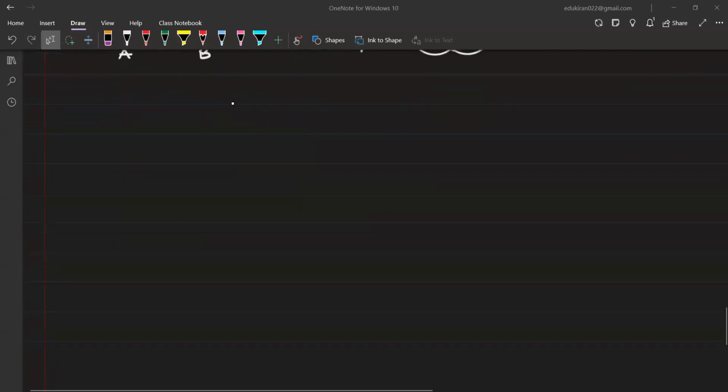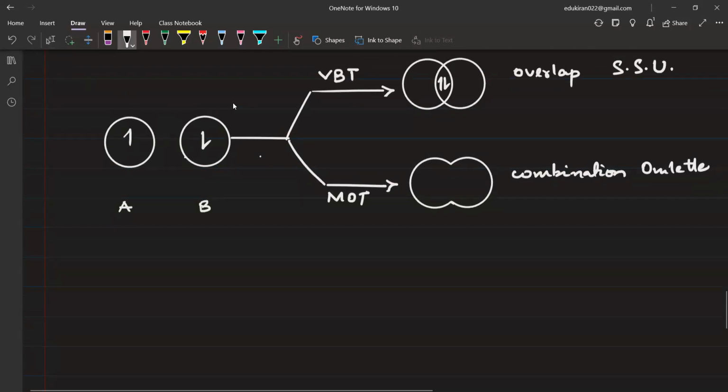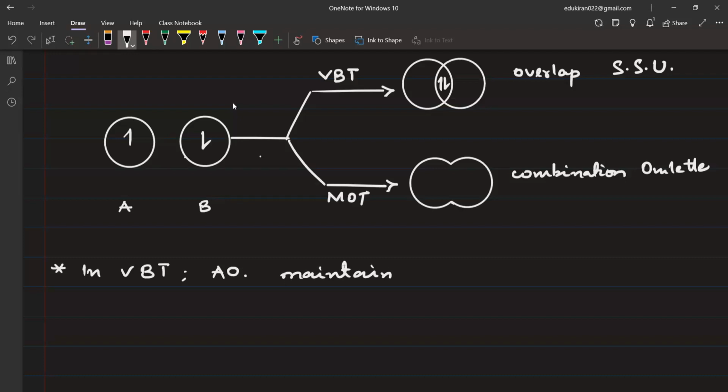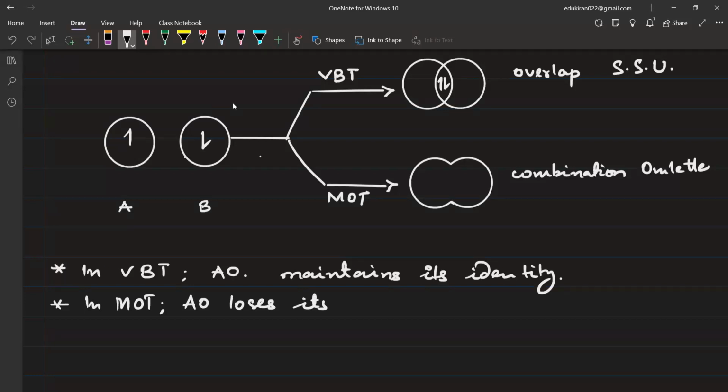So basic difference is what? If you have not written this, please write this down. The basic difference between VBT and MOT is: in VBT, atomic orbitals maintain their identity. In MOT, atomic orbitals lose their identity.